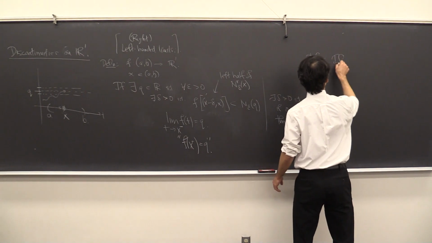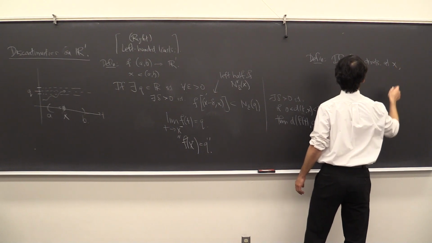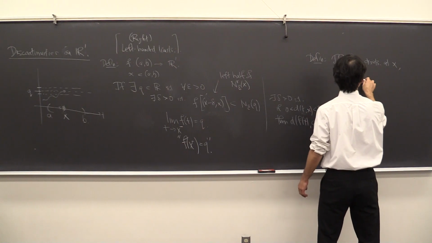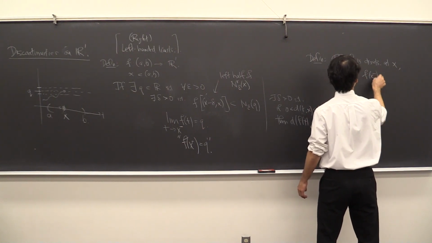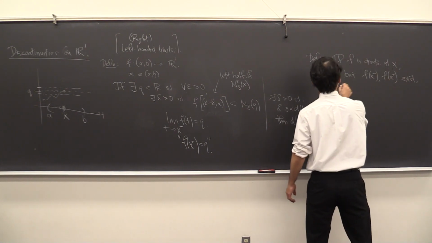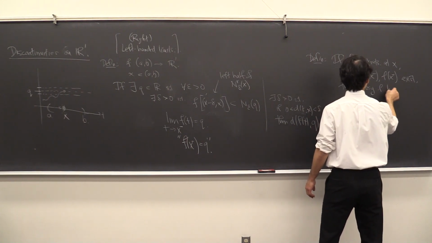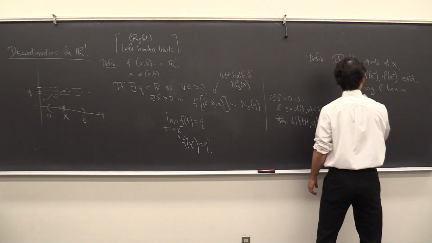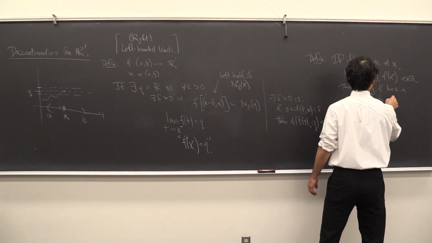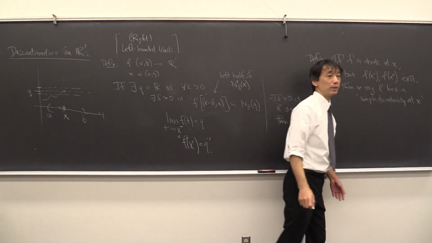If f is discontinuous at a point x, but the left and right limits exist, then we say f has a simple discontinuity at x. Okay, a simple discontinuity.